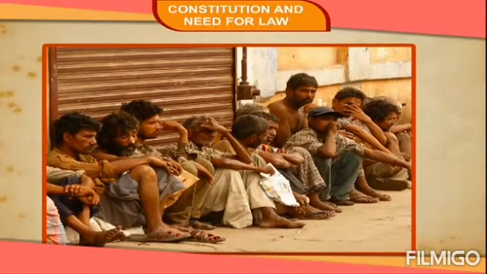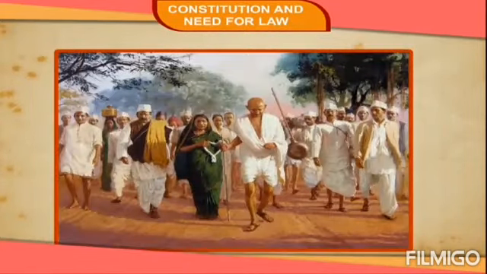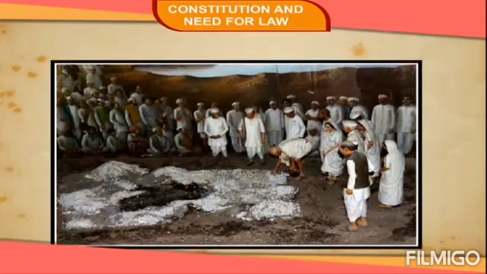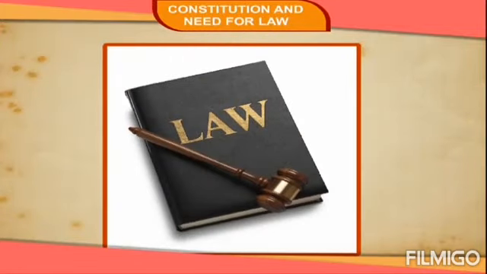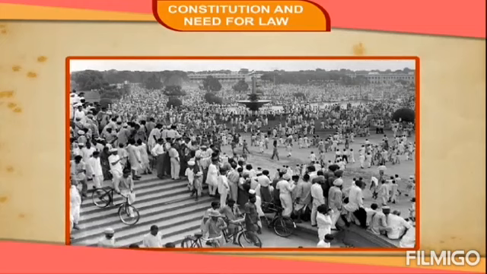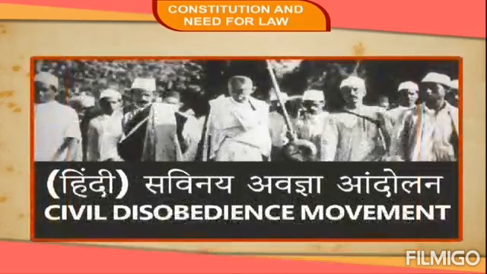In order to violate the salt law, Gandhiji started the famous Dandi March in 1930 from his ashram at Sabarmati. He made salt from sea water at Dandi and violated the salt law. At his call, people began to defy laws and orders of the government. There were hartals, strikes and demonstrations all over the country. This was the beginning of the civil disobedience movement.